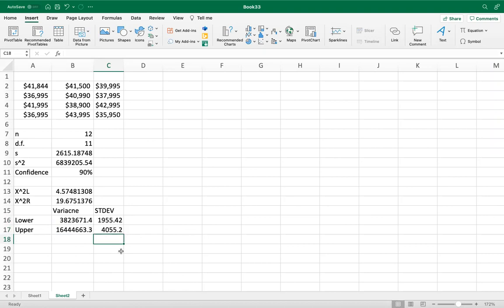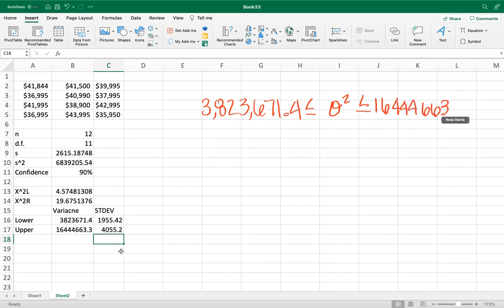Just so we could illustrate it in an inequality, for variance, we have 3,823,671.4 less than or equal to the population variance, which is less than or equal to the other number, 16,444,663.3. And now in order to get our standard deviation, we're just going to take the square root of everything, which is what we did here. We took the square root, SQRT. And we're going to do the same thing over here.